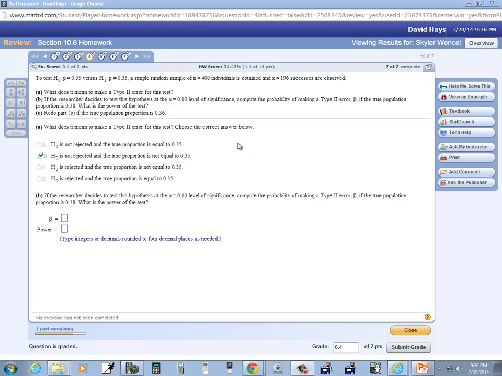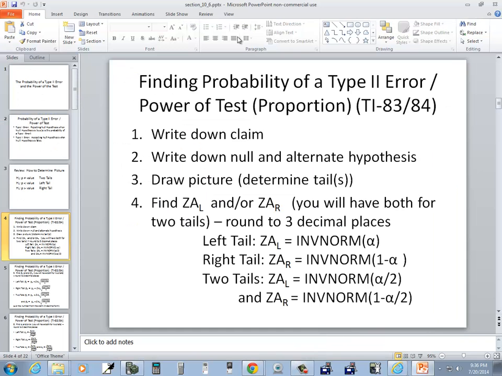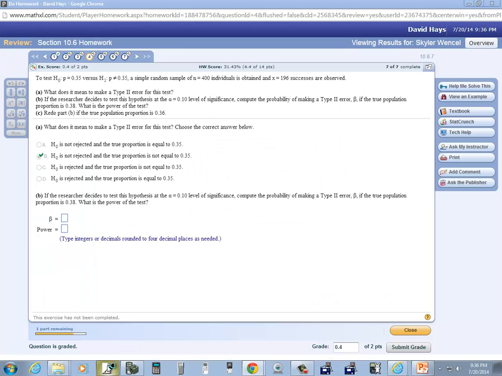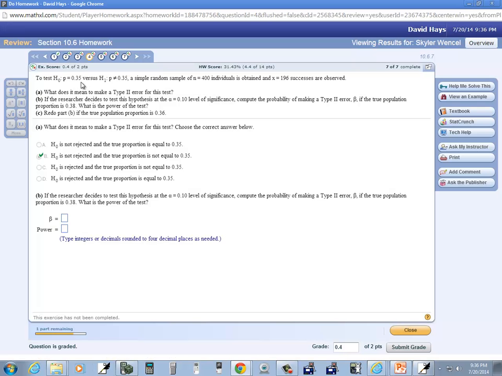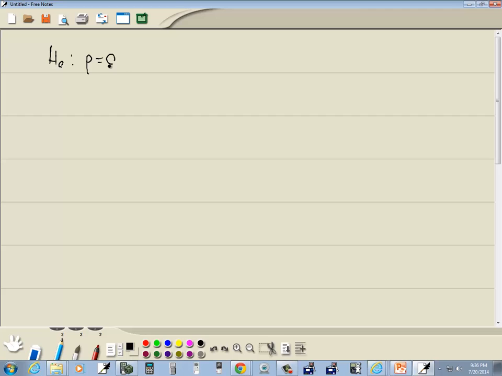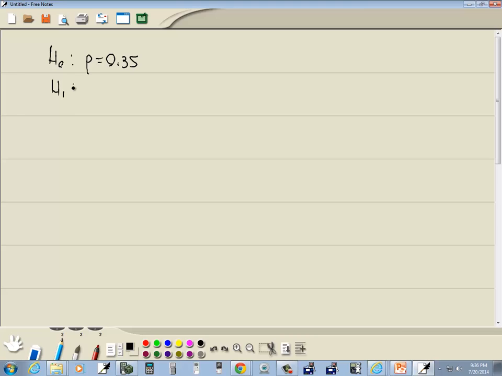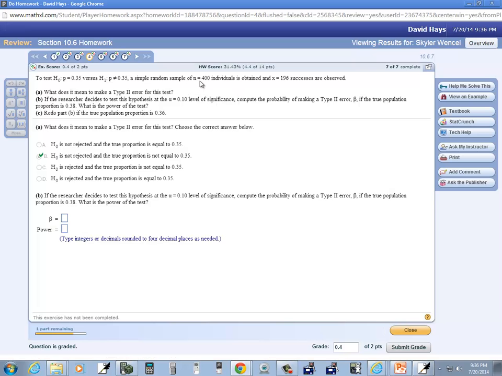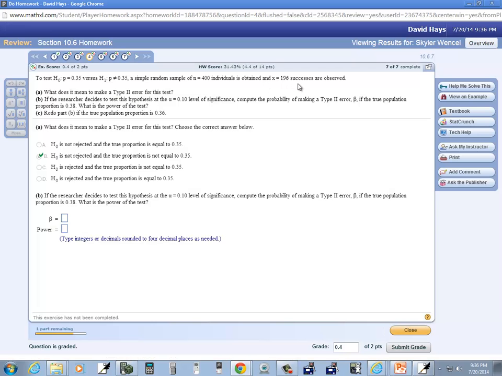I decided to pick this problem to give you an example. And I suppose it'd be nice if I had my tablet up and running. Okay. Let's see what they give us. It says H naught, P is equal to 0.35. H1, P is not equal to 0.35. Okay, N is 400. And X is 196.